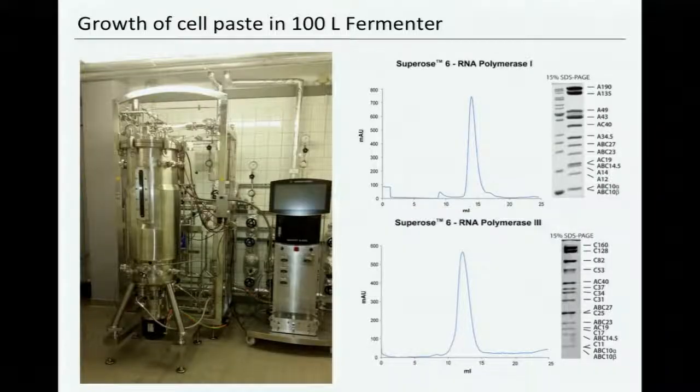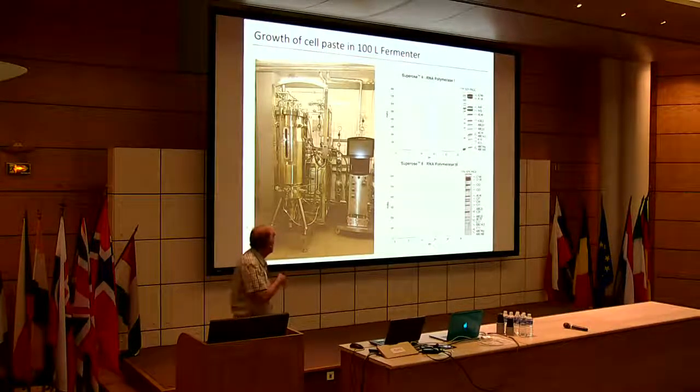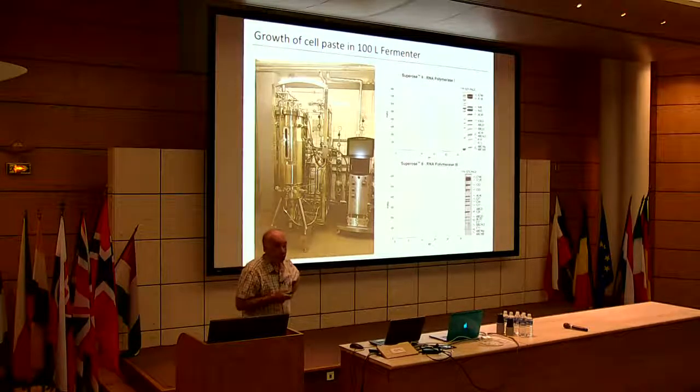So we are studying the yeast enzymes, and we started out as crystallographers, so we always need large amounts. So we're growing kilograms of yeast cell paste in a fermenter. This is a 150-liter fermenter. And we can then biochemically purify these polymerase 1 and 3.